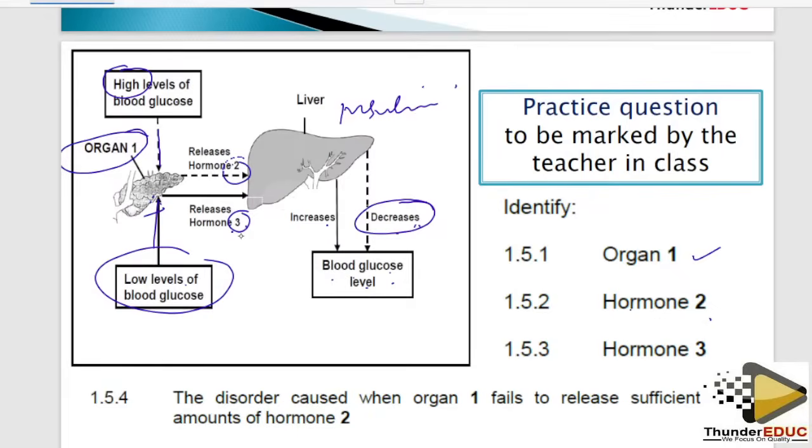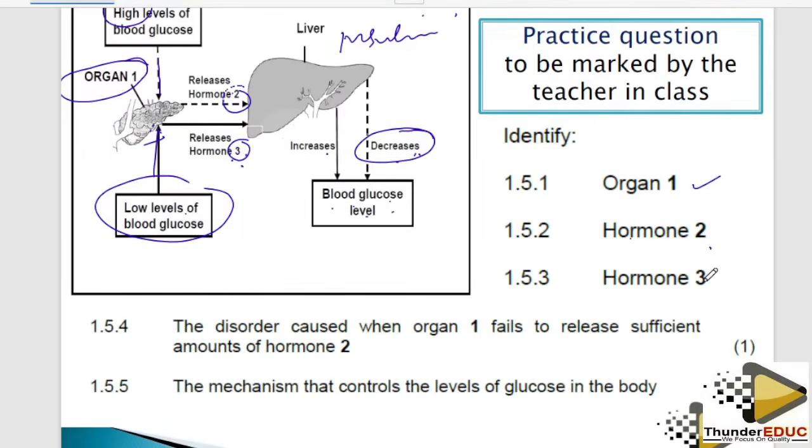Definitely. Hormone 3 is what? Glucagon. Because if it is not insulin, it's glucagon. There is no other hormone which is going to be talked about in the regulation of sugars. So hormone 3 is glucagon. They're saying that, guys, there is a confusion between glycogen and glucagon.